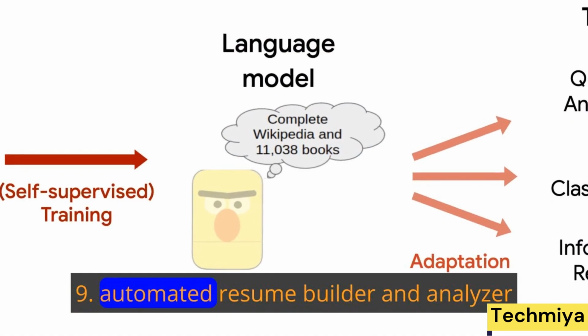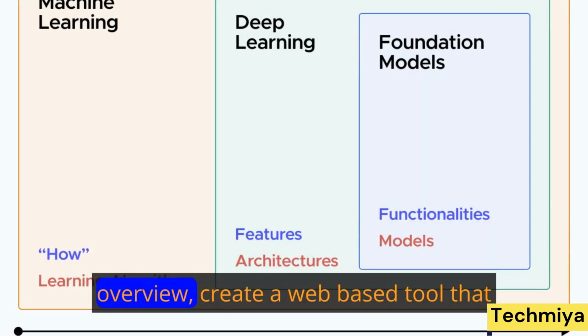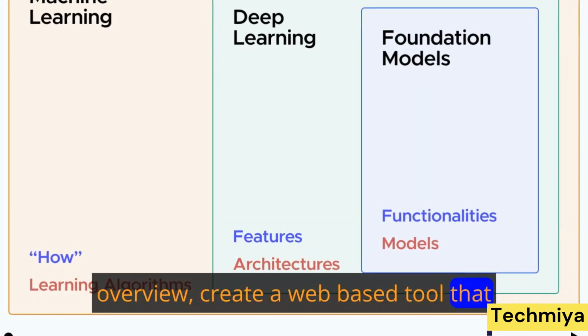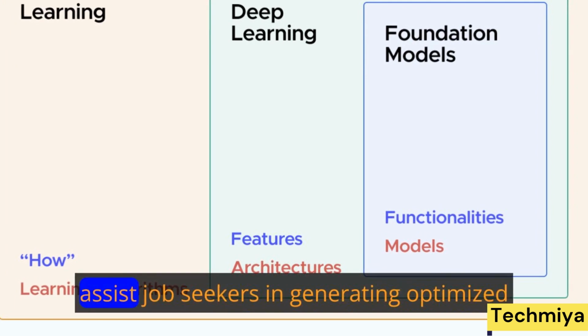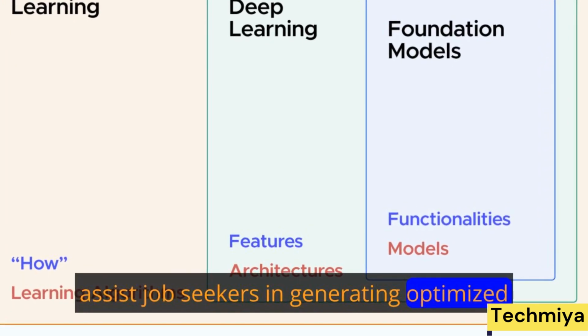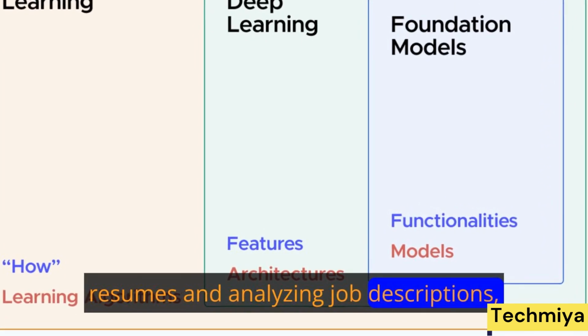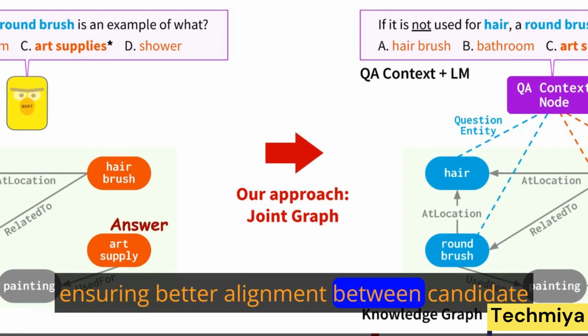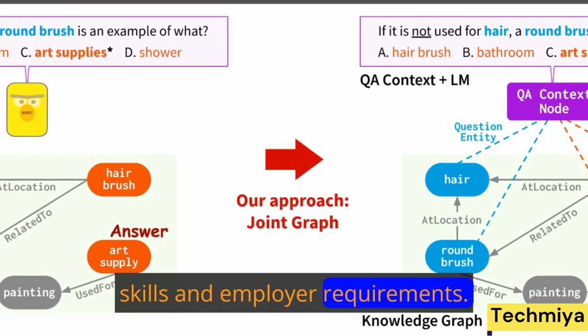9. Automated resume builder and analyzer. Overview. Create a web-based tool that utilizes a large language model to assist job seekers in generating optimized resumes and analyzing job descriptions, ensuring better alignment between candidate skills and employer requirements.